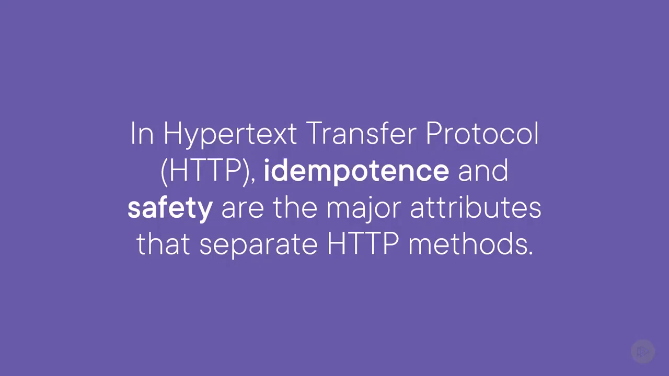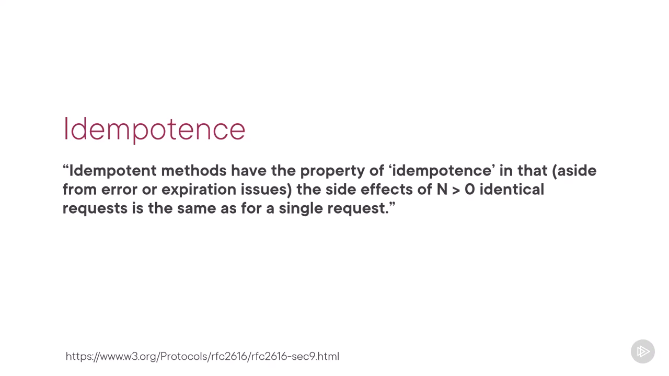In Hypertext Transfer Protocol, idempotence and safety are the major attributes that separate HTTP methods. So, what exactly are idempotence and safety in this context? Idempotence is a somewhat esoteric term that you probably don't use in everyday conversation. However, it's a concept that is useful to understand and apply in the context of web application development, and especially for web APIs. RFC 2616, part of the HTTP 1.1 protocol, defines idempotence like this.